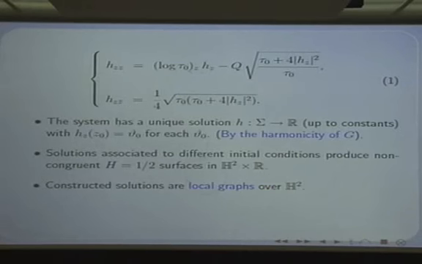The reason is that, as I said previously, in order to define the hyperbolic Gauss map, you need the surface to be a local graph. You need the unit normal to point upwards. So all of them will be local graphs.